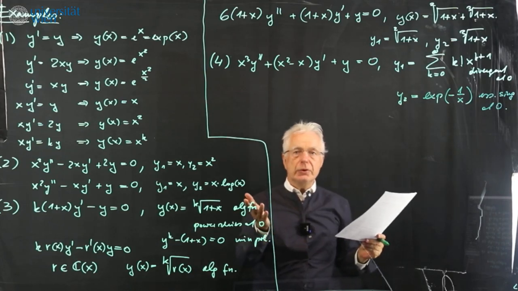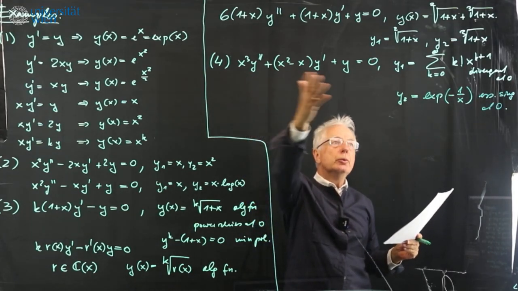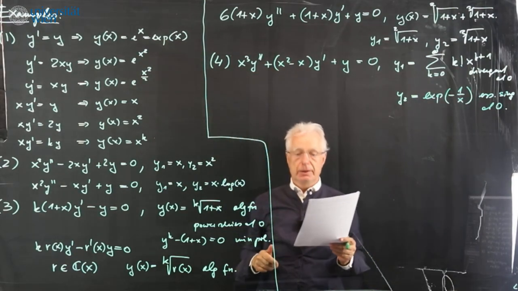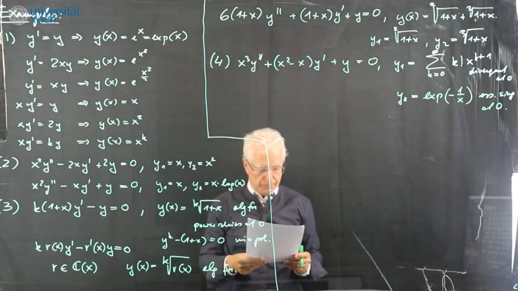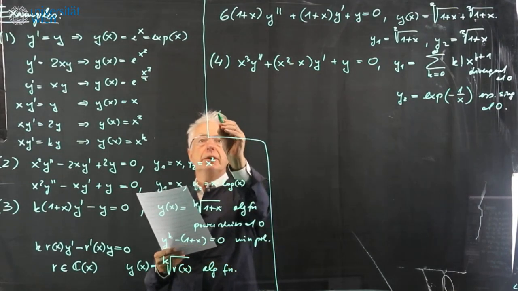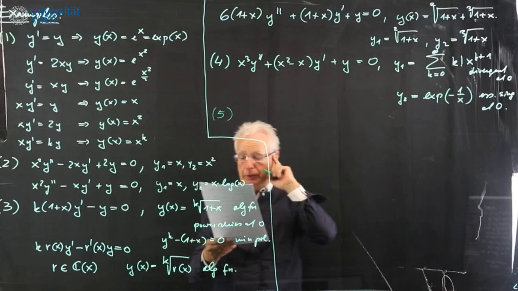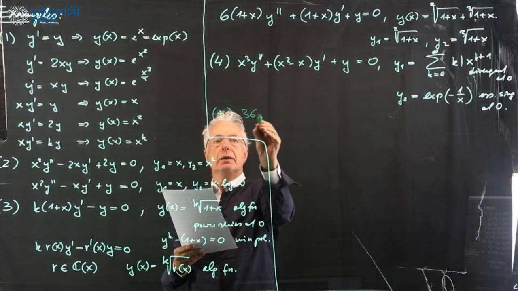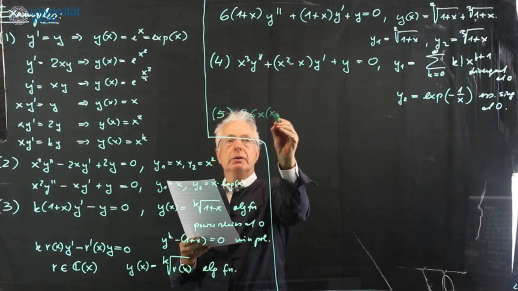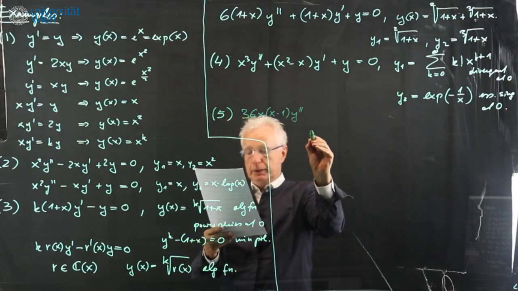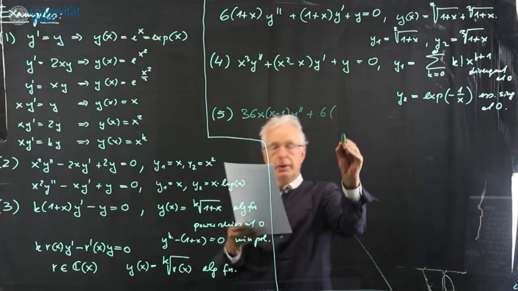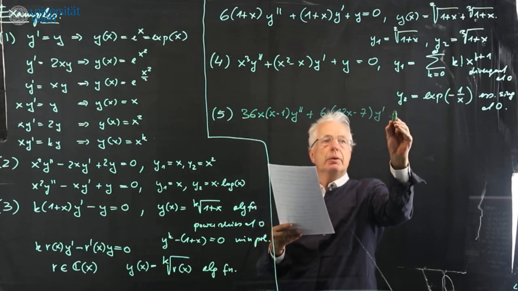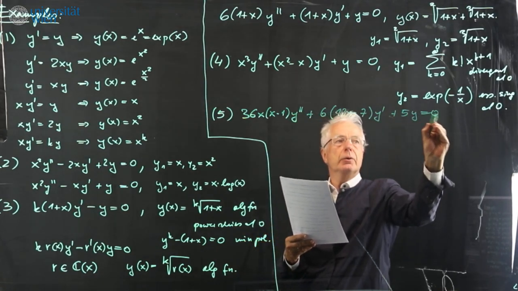So who is responsible to have two so different solutions of a harmless-looking differential equation? The story continues. Now we come to hypergeometric functions. The equation is still more complicated. This is the most complicated one. Let me just write it down to have it complete. 6x(12x - 7)y' + 5y = 0.